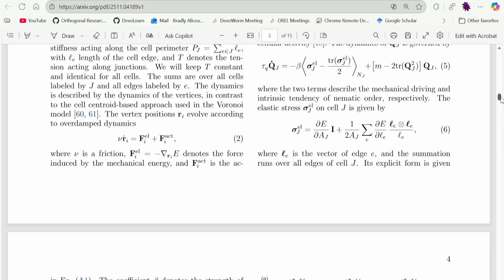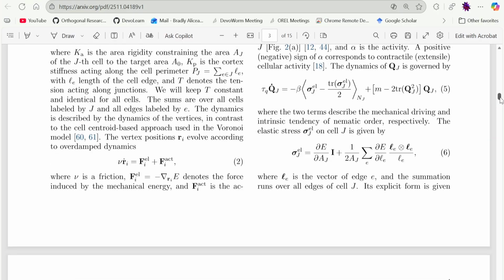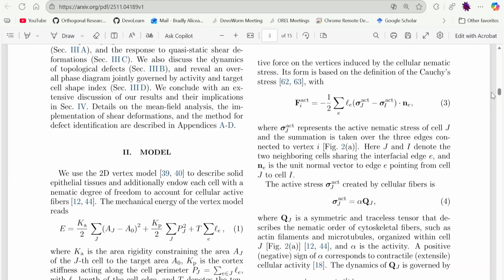Equation 2 is where we have the dynamics described by the dynamics of the vertices, in contrast to the cell centroid-based approach used in the Voronoi model. The vertex positions R sub I evolve according to overdamped dynamics, according to equation 2, where you have a friction term that denotes the force induced by mechanical energy. Fi act is the active forces on the vertices induced by the cellular nematic stress.